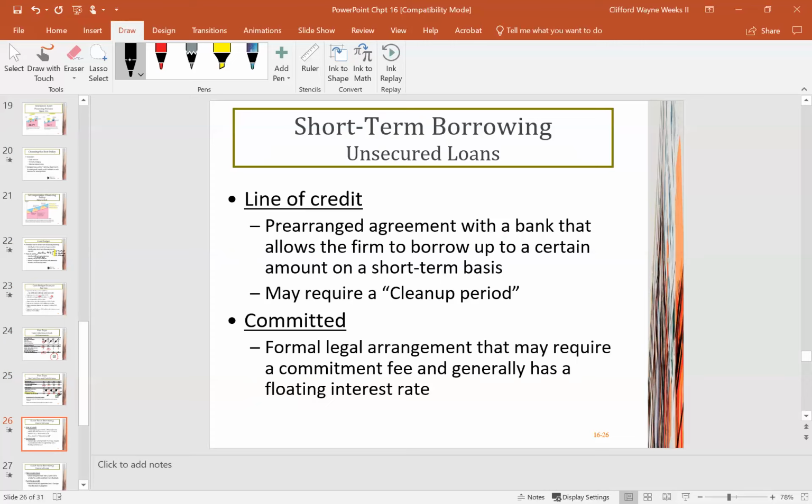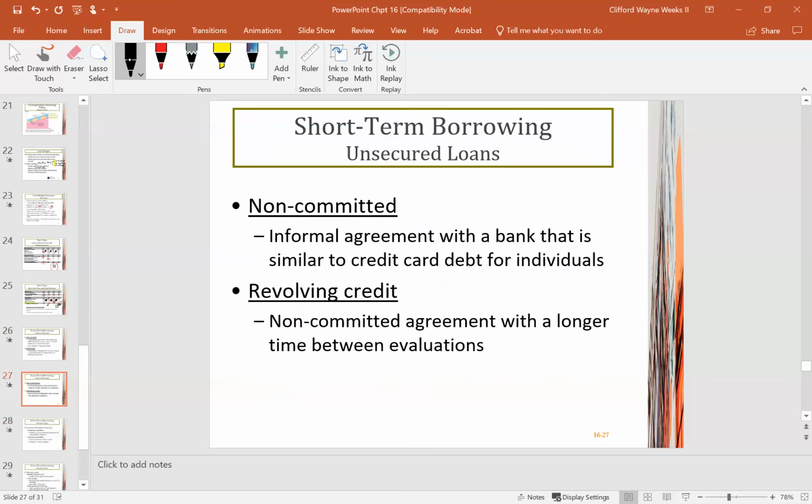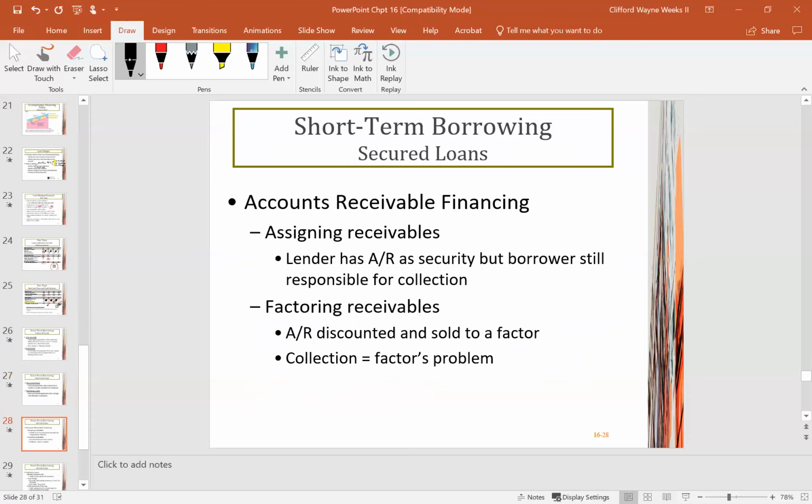Where you actually fill out the note, you're going to pay interest on this, and it's generally a floating rate. Non-committal is an informal agreement with a bank that is similar to credit card debt for an individual, and then revolving credit is a non-committal agreement with a longer time between evaluations. So again, how might these be asked in multiple choice questions? Hey, tell me what a line of credit is. Short-term borrowing with secured loans.